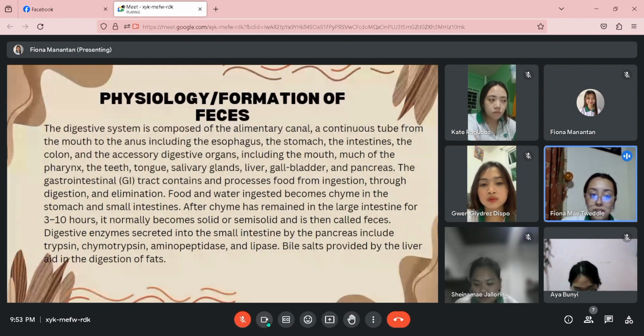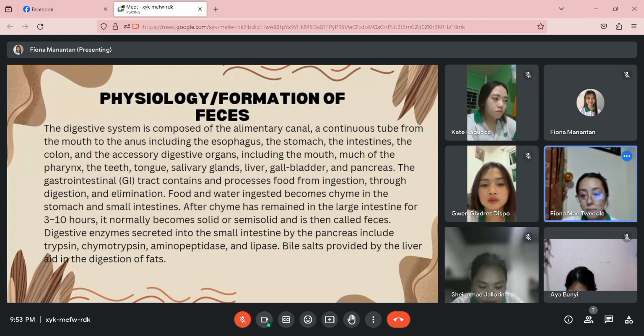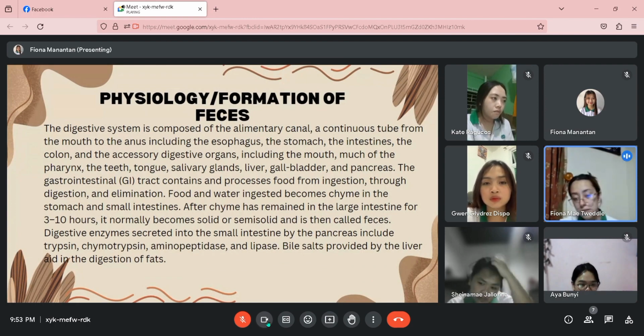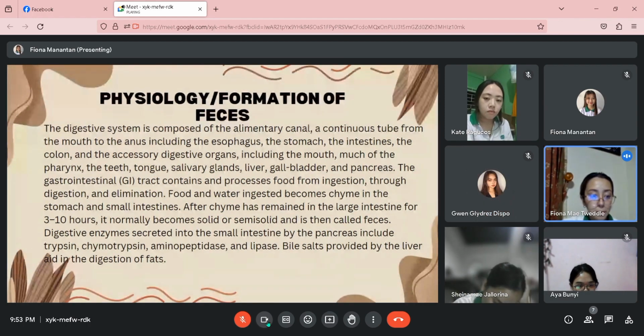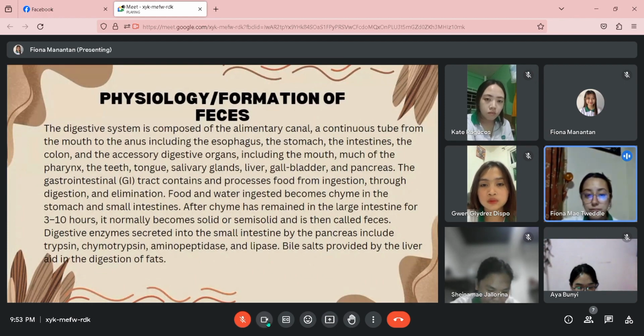The gastrointestinal tract contains and processes food from ingestion, which is from our mouth, then through digestion. Mechanical digestion actually takes place in the mouth as well. Then chemical digestion takes place in the small intestine, and elimination from the large intestine via the anus. Our food and water ingested becomes chyme in the stomach and small intestine. So what is the chyme? It's a mixture of the digestive secretions, such as our hydrochloric acid, with our partially digested food. Enzymes are also part of the chyme.